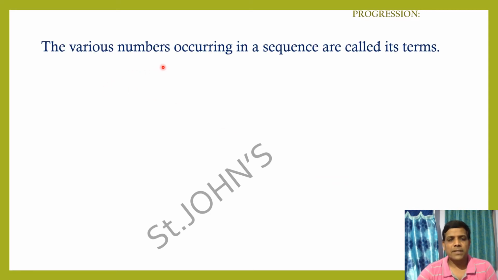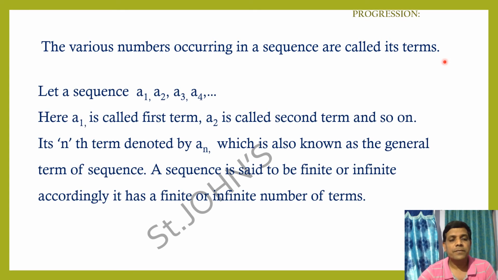The various numbers occurring in sequence are called its terms. Coming to next point. Let a sequence A1, A2, A3, A4, and so on. Here A1 means the first number, A2 means the second number, A3 means the third number, A4 means the fourth number, and so on, fifth number, sixth number, seventh number, then the last one, the nth number. Are you clear? Here A1 is called the first term.